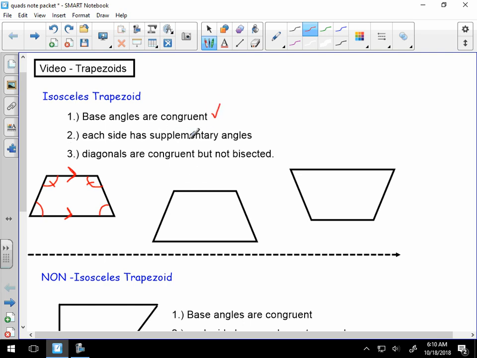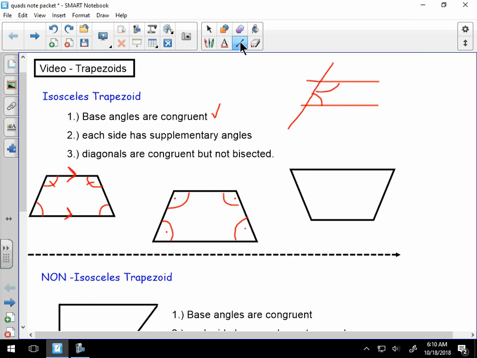So each side has supplementary angles. Alright, this would be a side, and this is called the leg. So on each side, these add up to 180, and then separately these add up to 180. That's what we're seeing on each side, the co-interior angles.